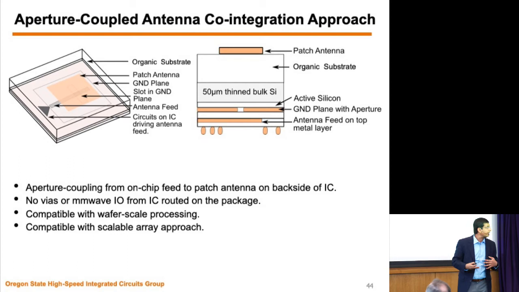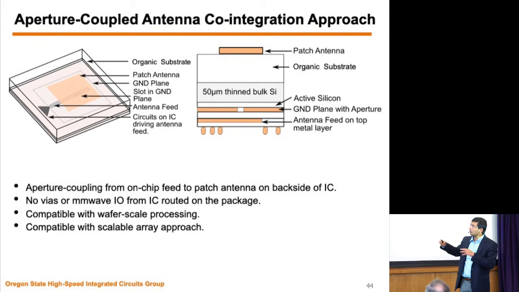And firstly, this benefit is very advantageous from a wafer scale perspective because all I'm doing is adding something to the back of the IC. I'm changing the substrate and adding patch antennas. So that's one benefit. There are no more millimeter wave vias to be routed on the package. The top of the package is still available for me to route all my digital LO IF signals. So that's fine.